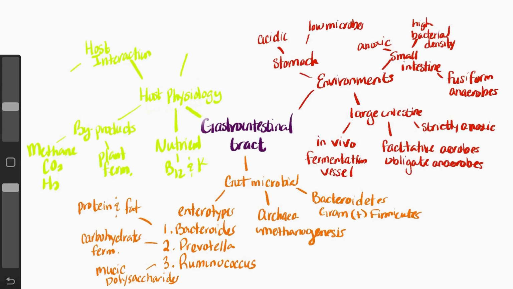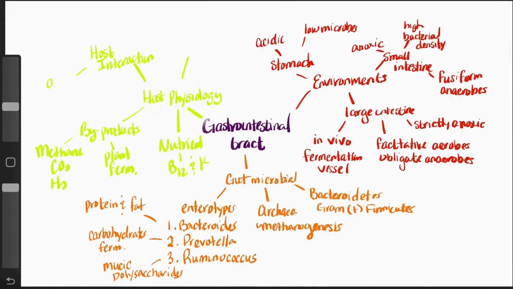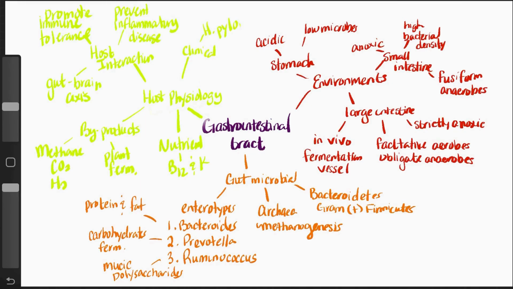And then our third branch, we have host interactions. Stemming from that, we have gut-brain axis. Microbial metabolites influence the gut-brain axis. And then we have immune tolerance and inflammatory disease. Microbial polysaccharides promote immune tolerance and prevent inflammatory disease. Clinical relevance. Helicobacter pylori is a pathogenic proteobacterium.